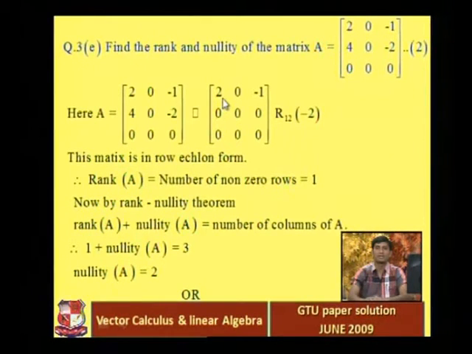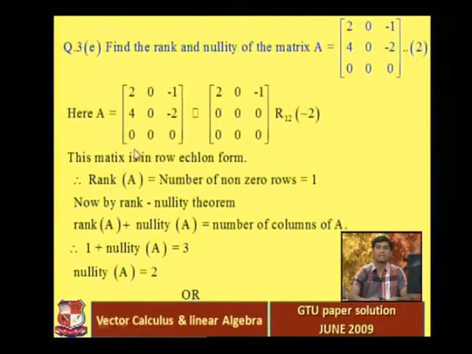The first row stays as it is, 2 0 -1. When we multiply the first row by -2 and add it into the second row, the second row becomes 0 0 0, and the third row stays 0 0 0. Now you can say this matrix is in row echelon form. In this row echelon form matrix, how many non-zero rows are there? We have only one non-zero row.